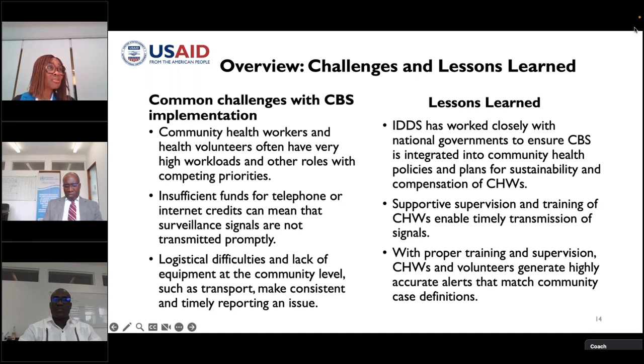And of course, logistical challenges like lack of transport and lack of equipment at the community level continue to be a problem.